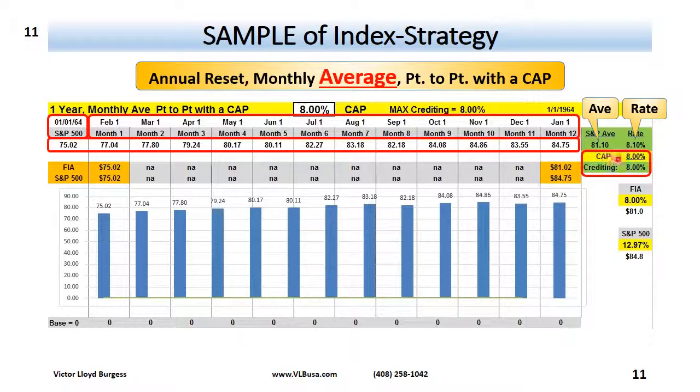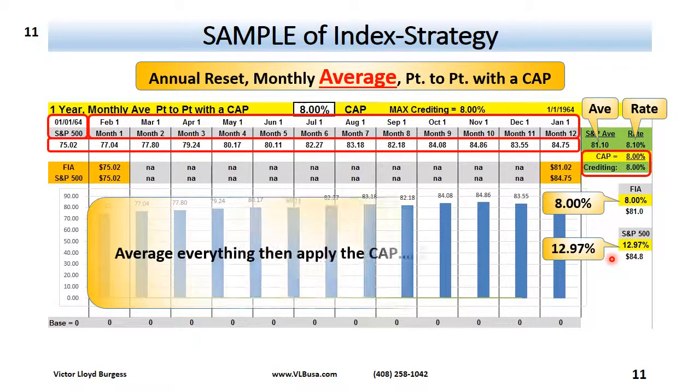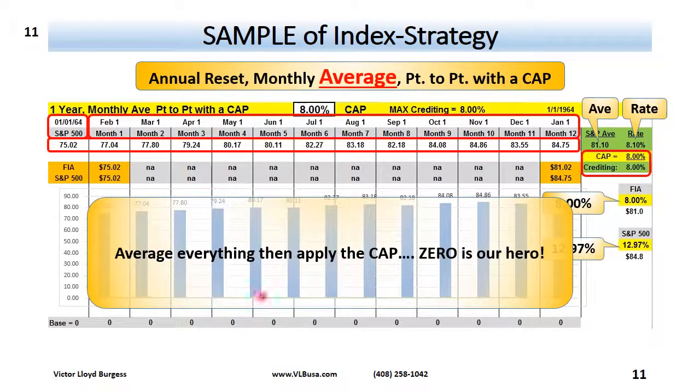We then apply the cap. In this case, it's 8%, which means we have everything up to 8%. In this case, we got the full 8% credited. That's what the insurance company will pay to us in our account. So the fixed index return for this year with this strategy is 8%. The return on the S&P for the same year was 12.97%.